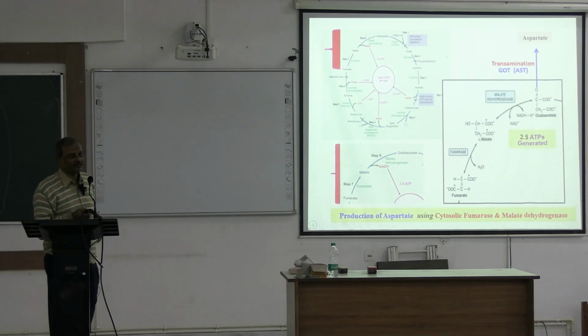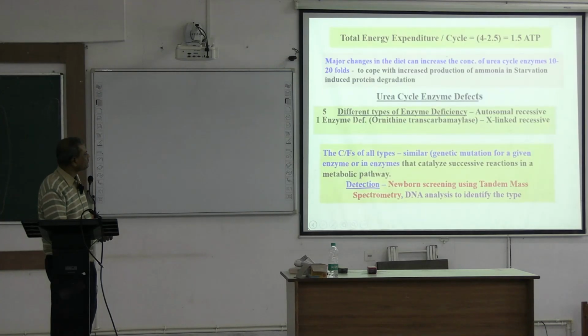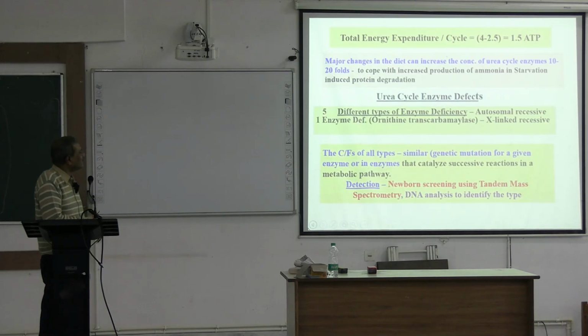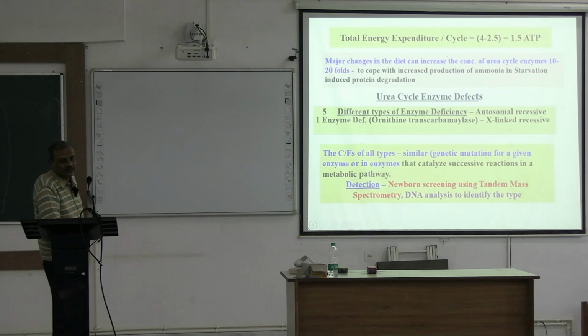So at the end, when the urea cycle operates, the total energy consumption is only 1.5 ATP. 4 was used, 2.5 was generated. Okay. Now the total energy expenditure per cycle is 1.5 ATP. Do you get it? Would you understand what I have said?